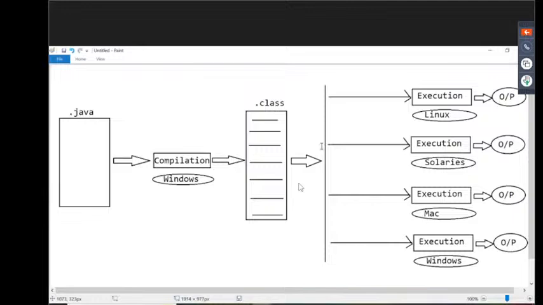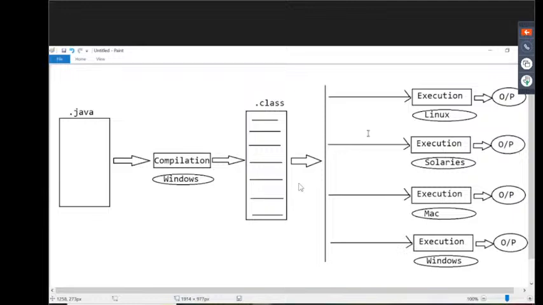Please all of you recognize the point I am telling. Compilation is going on which operating system? Windows operating system. Execution is going on which operating systems? Multiple, different operating systems. That execution is going on. Are you getting my point or not? If it is happening successfully, then the programming language is a platform independent programming language. Did you get it or not?